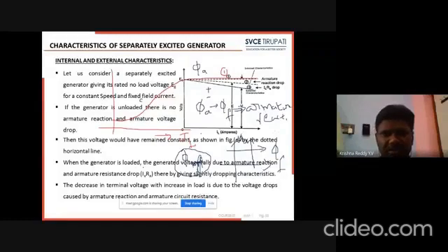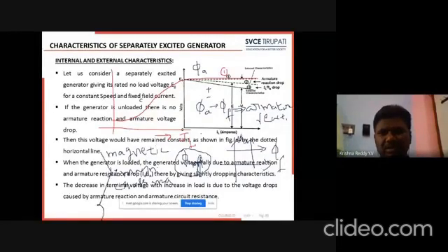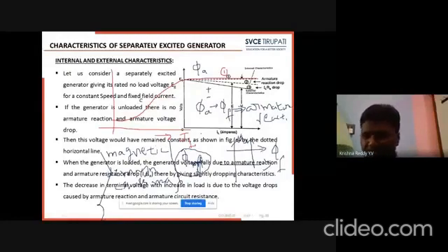Depending upon flux adding, flux subtracting, or crossing, we have magnetizing armature reaction, demagnetizing armature reaction, and cross magnetization. Depending upon how this armature flux links with the main field flux, we have magnetizing characteristics, demagnetizing characteristics, and cross magnetizing characteristics.